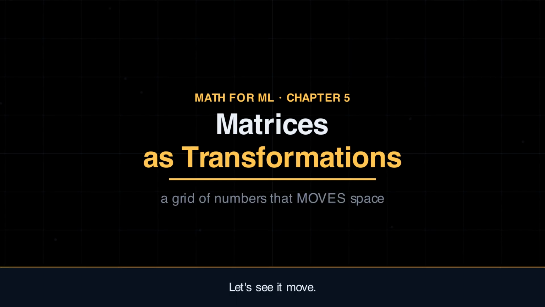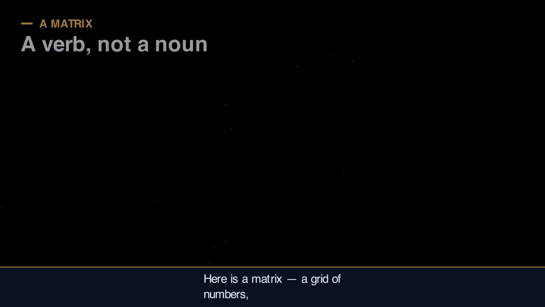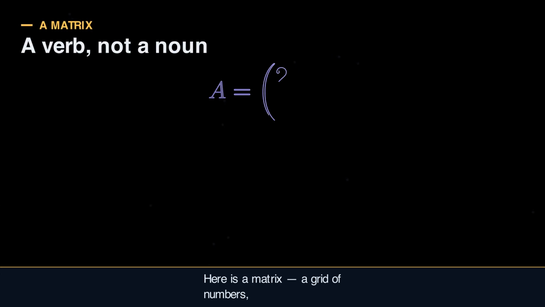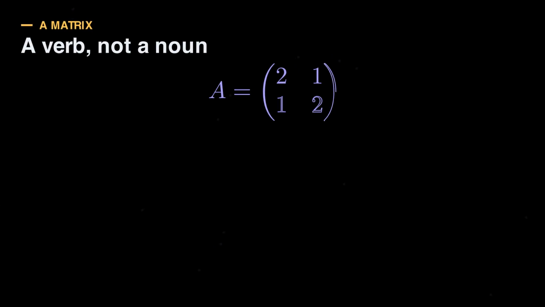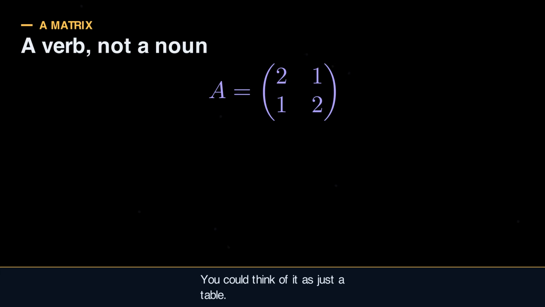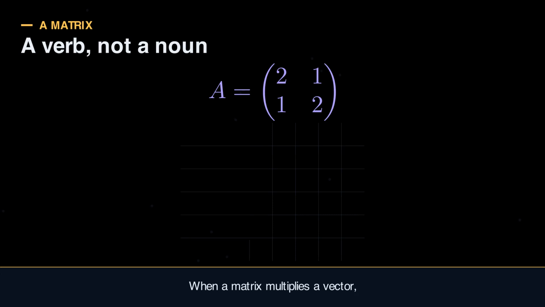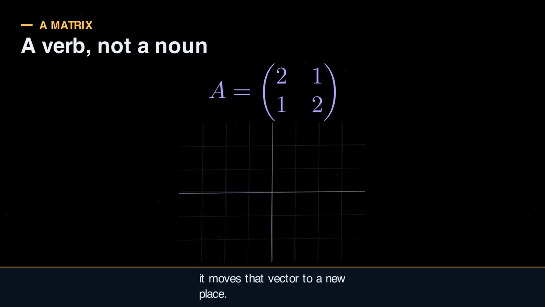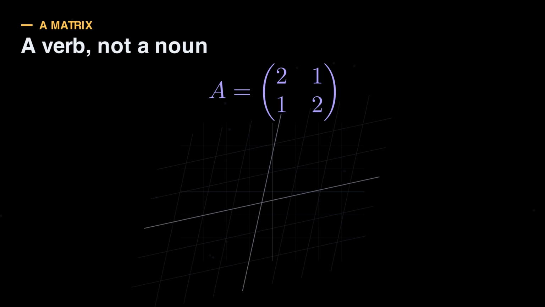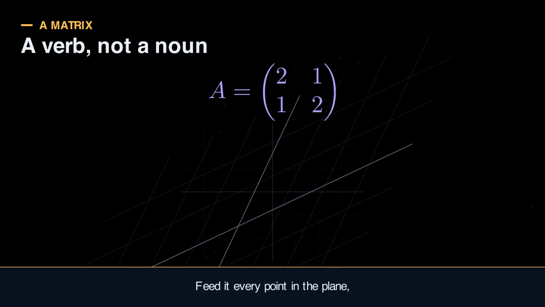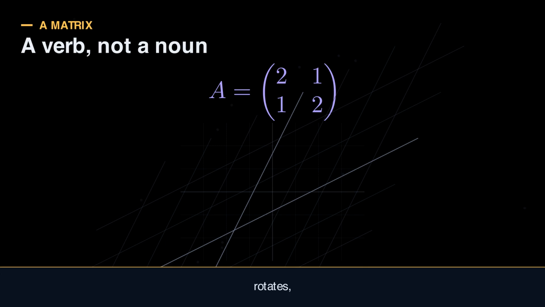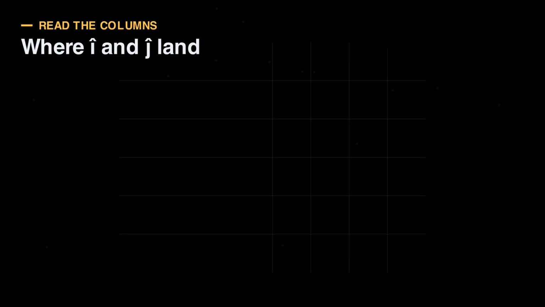Let's see it move. Here is a matrix, a grid of numbers, arranged in rows and columns. You could think of it as just a table. But watch what it does. When a matrix multiplies a vector, it moves that vector to a new place. Feed it every point in the plane and the whole space stretches, rotates, or shears. A matrix is a verb, not a noun. It does something.